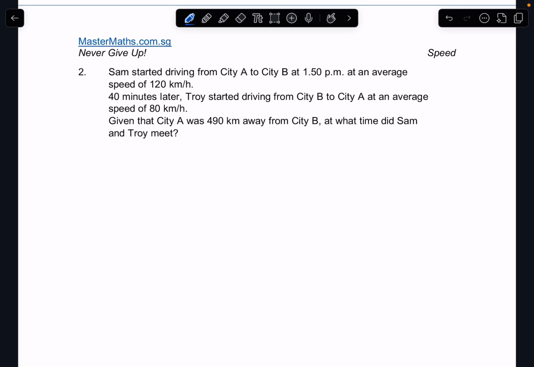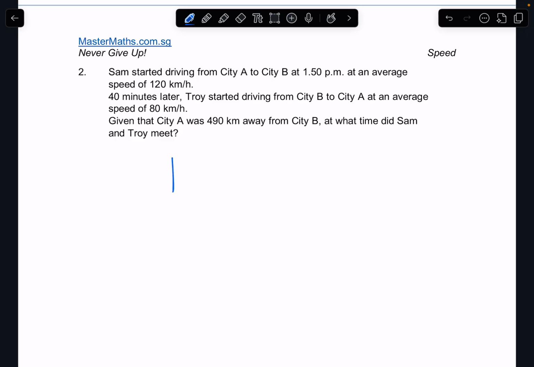Sam started driving from city A to city B at 1:50 p.m. at an average speed of 120 km per hour. 40 minutes later, Troy started driving from B to A at an average speed of 80, so slightly slower, but they are going in opposite directions.